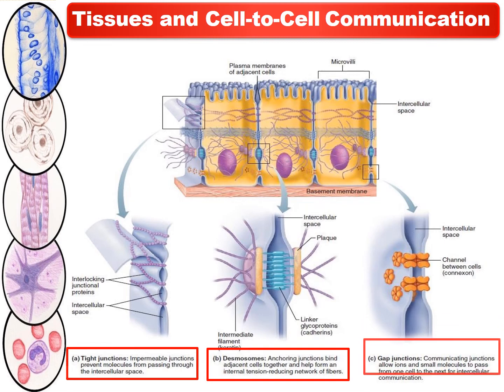Then the third one is the gap junction. See in this diagram, there is an intercellular space and a channel between the cells. This gap junction helps in cell to cell communication and allows ions and small molecules to pass from one cell to the next for intercellular communication.